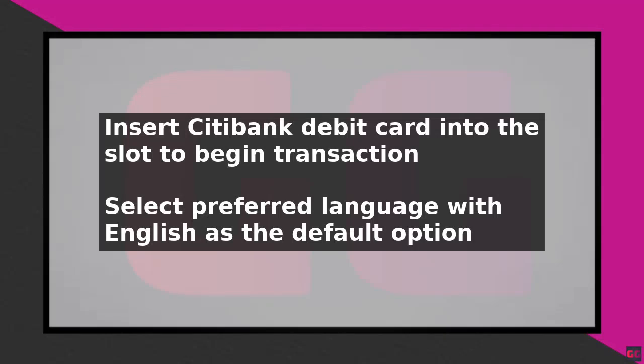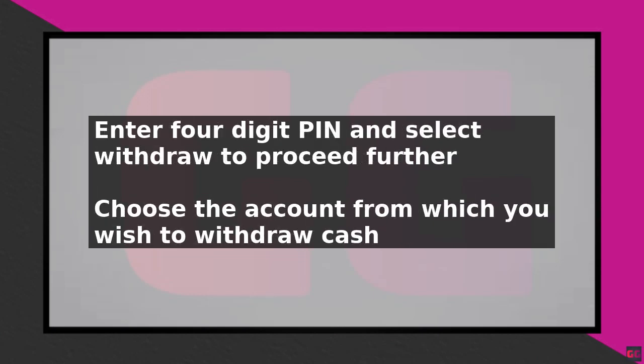To withdraw cash from a Citibank ATM, start by inserting your Citibank debit card into the slot. You will then be prompted to select your preferred language, with English as the default option. Next, enter your 4-digit PIN. After a brief moment, the ATM will present you with a range of options.